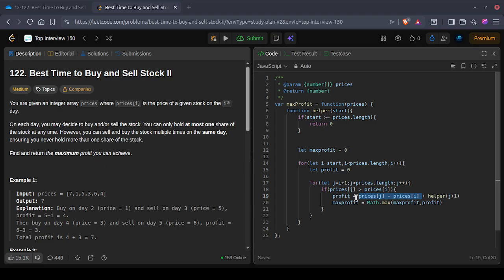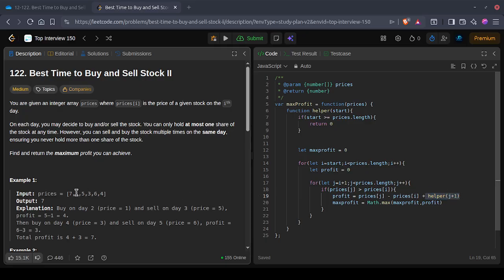But in this problem, are we allowed to do only one transaction? No, we are allowed to do multiple transactions. So after selling on day j, we are not done, we can again buy and sell in the remaining days. So that is why we add this part, plus helper(j plus 1). Now let me explain what helper(j plus 1) means. Helper(j plus 1) returns the maximum profit we can make starting from the next day after selling. So this line means profit of current buy and sell plus profit of all future transactions.